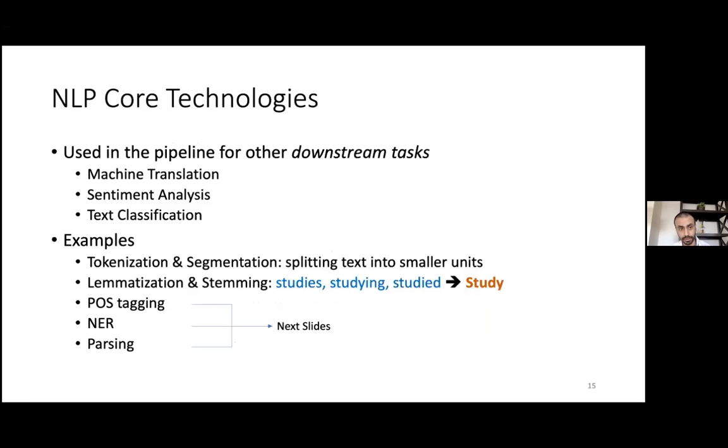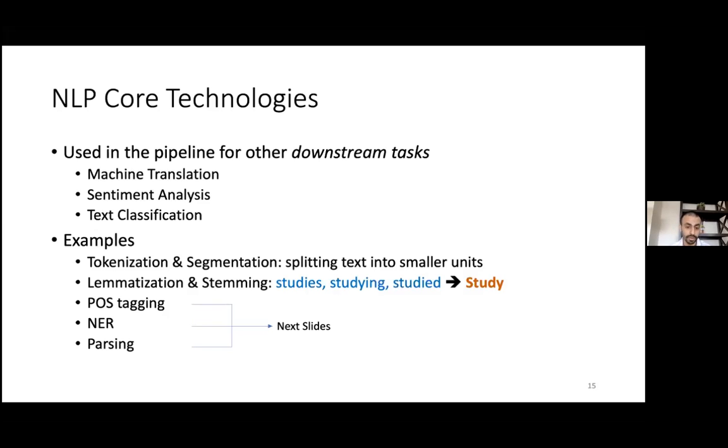We talked about some NLP applications. There are other technologies. We call them NLP core technologies. These technologies are used in the pipeline for other downstream tasks like machine translation, sentiment analysis, text classification. We use different NLP core technologies for these applications. Examples of core technologies: tokenization and segmentation. It's the process of splitting text into smaller units. So you have a document, you split it into paragraphs, or paragraphs into sentences, sentences into words, and so forth. Another example is lemmatization and stemming.